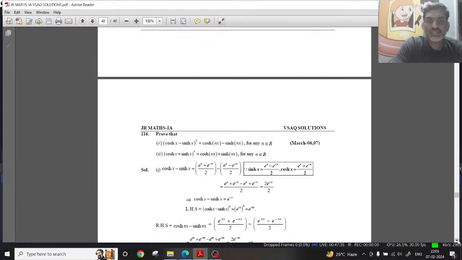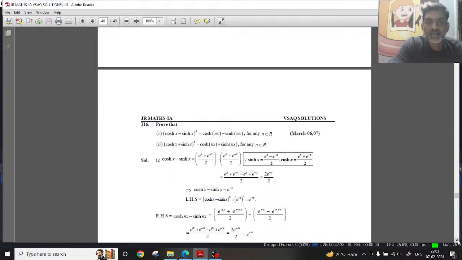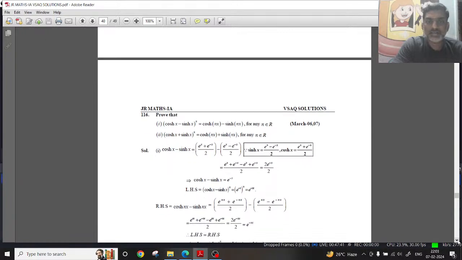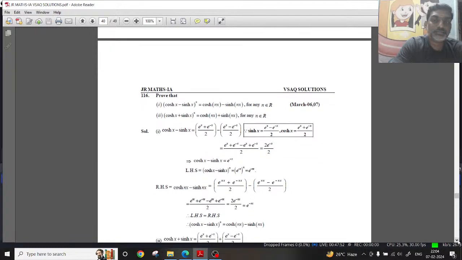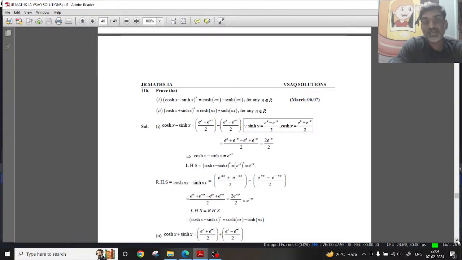Next, question number 116. Cos hx minus sin hx whole power n equals cos h nx minus sin h nx for n belongs to R. Prove this one. Take LHS, cos hx minus sin hx whole power n. First simplify cos hx minus sin hx. What are we getting? E power minus x, we can get, whole to the power of n. E power minus x whole power n is e power minus nx. Substitute.